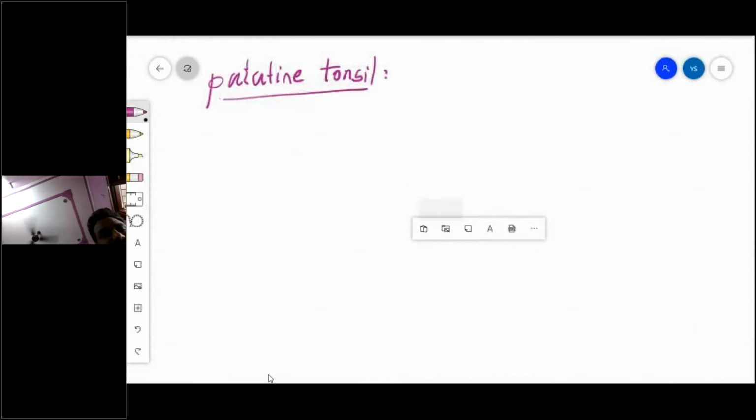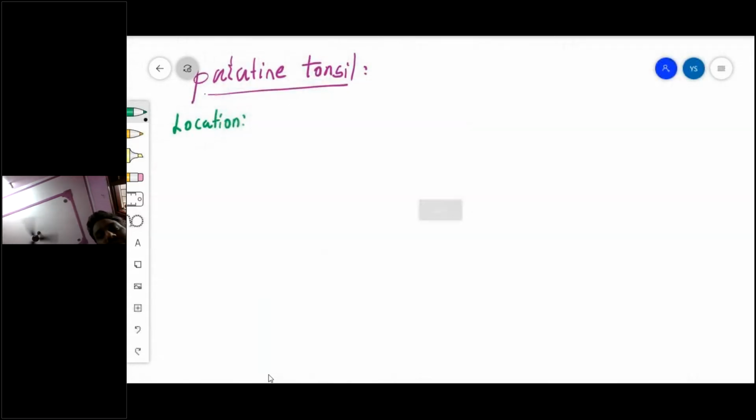So we see one by one. What is the location of palatine tonsil? In the interior of the pharynx. Already I told you. What is the location? Tonsillar fossa. Where do you see the tonsillar fossa? At the lateral wall of oropharynx. That is the location.